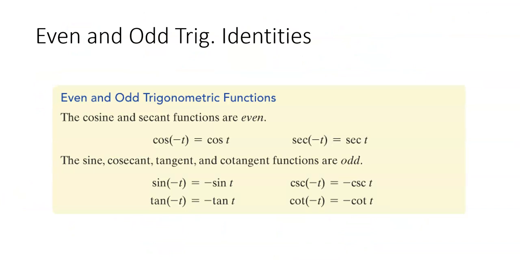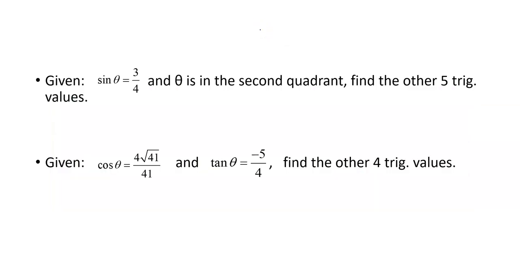What else is even besides cosine? Well, the reciprocal of cosine is secant. So if cosine's even, secant's even also. You can see I stole this from the textbook. And then sine and tangent are both odd. We'll get into a little bit more why tangent is odd when we graph it. If sine's odd, then cosecant's odd. If tangent's odd, then cotangent's odd. Let's take a look at these.